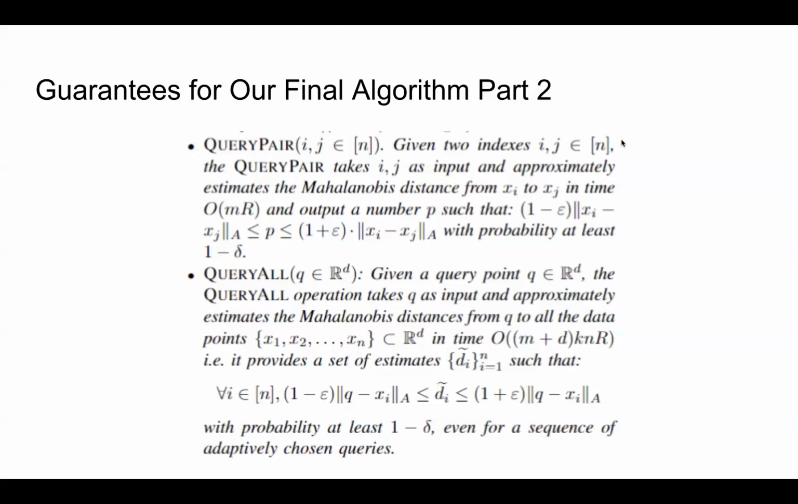And to boost the success probability from constant probability to high probability, we can sample R, where R equals O(log N divided by delta), indexes from the set G. After obtaining the R estimates of the Mahalanobis distance between Q and Xi, by using the Hoeffding inequality, we know that the median of the sampled R distance estimates can provide our 1 plus epsilon or 1 minus epsilon approximate query with high probability.